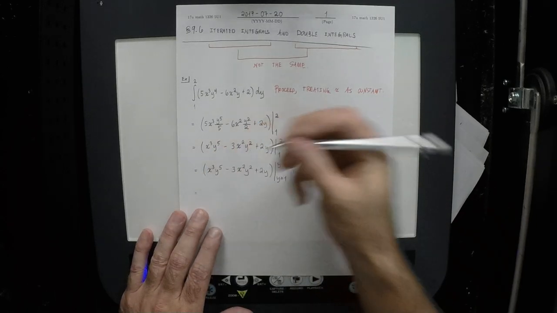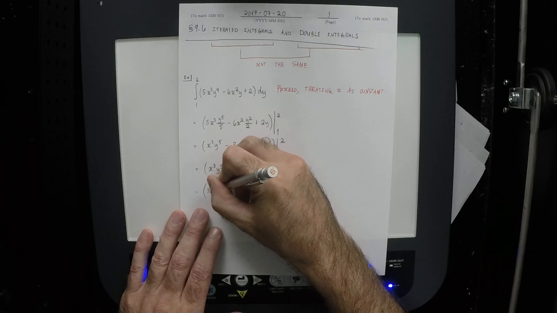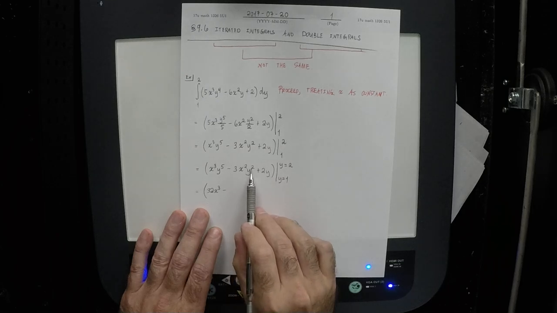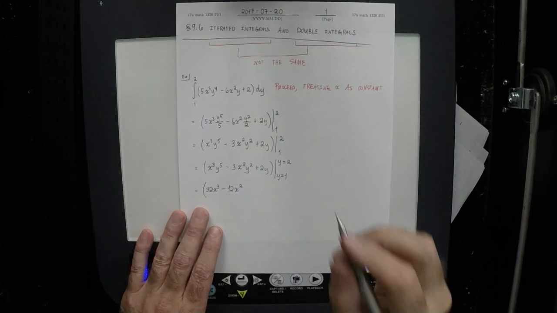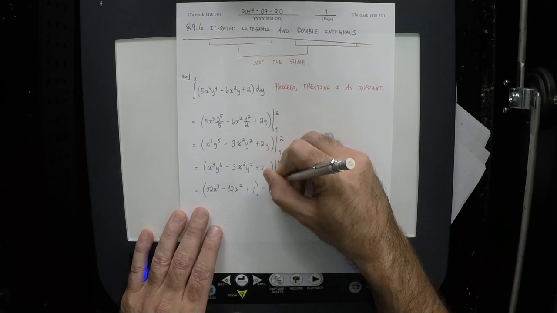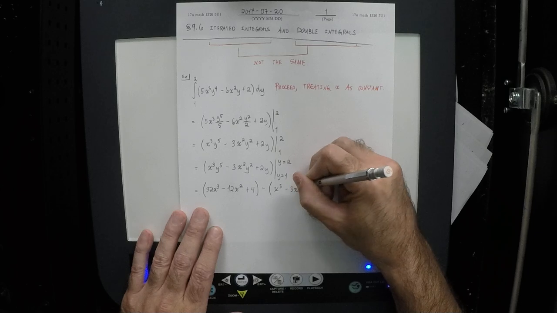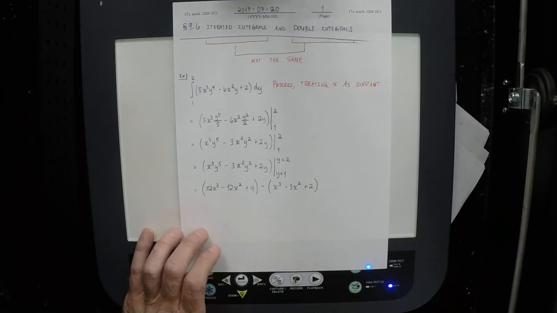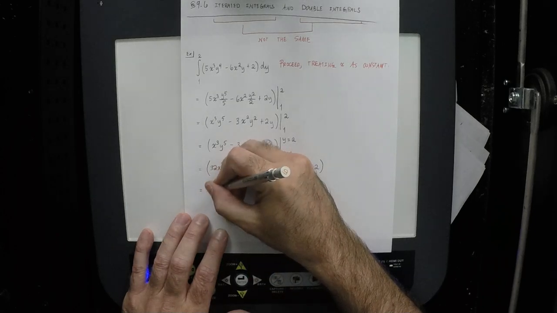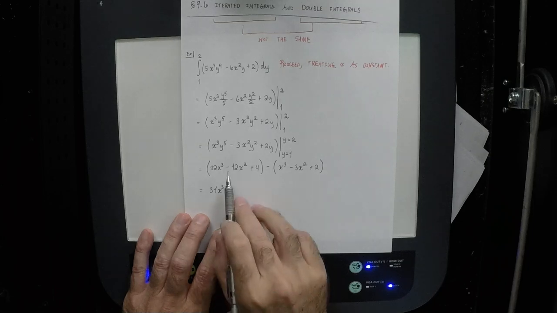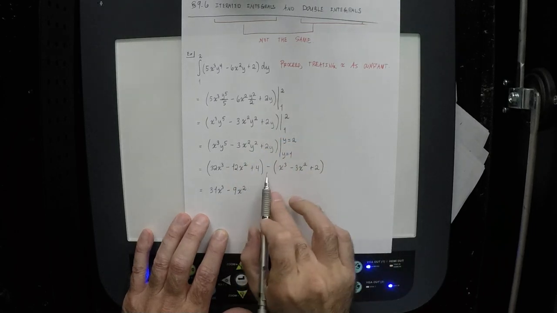Let's plug in those values. So that'd be 2 to 5 is 32, so that'd be 32x cubed, and then minus y, 2 squared is 4 times 3 is 12, so 12x squared, and then plus 4, minus, now plug in 1, x cubed minus 3x squared plus 2, and then simplify a little bit, and we get what? 31x cubed, negative 12 plus 3 is 9, negative 9x squared, and then 4 minus 2 is 2.